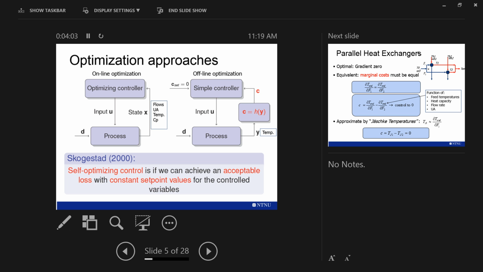This has been defined by my advisor Sigurd. He says that it is if we can achieve an acceptable loss from optimality with constant set point values for the controlled variables. So I'm going to focus now on how we can find these variables for parallel systems, and especially this heat exchanger system that I showed you.